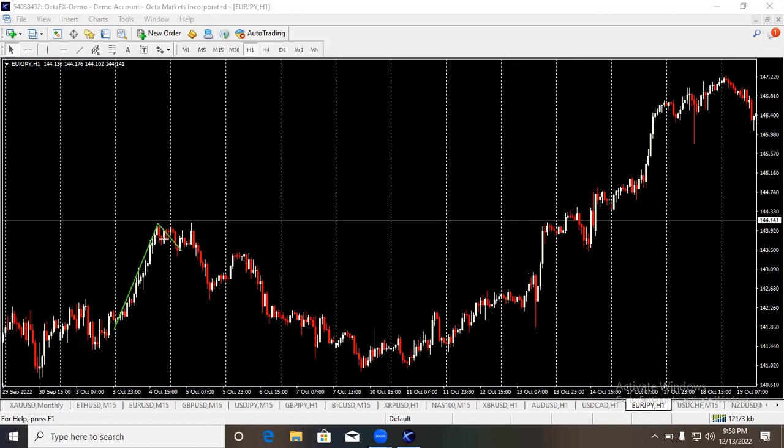Can you see that the first leg formed here? Then the second leg formed here, and then down we go. We are looking at setting our take profit at around this level, because this is the low of the previous day.